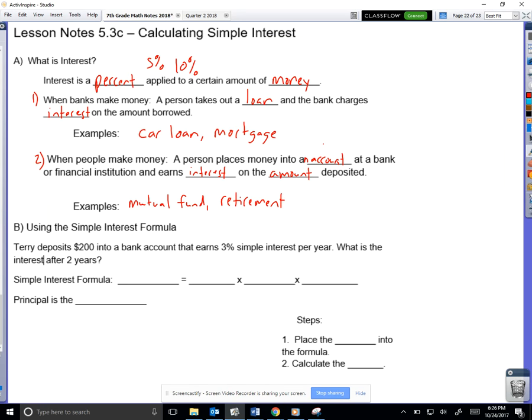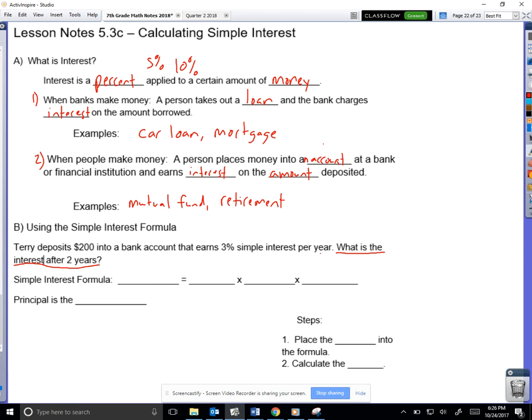So let's check out how we go about calculating interest. There's a formula I'm going to introduce you to, but let's first look at this situation and see how it comes together. Terry deposits $200 into a bank account that earns 3% simple interest per year. What is the interest after 2 years? Basically, the interest is the money Terry is going to make. What's Terry going to make?